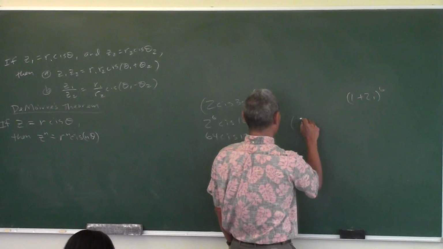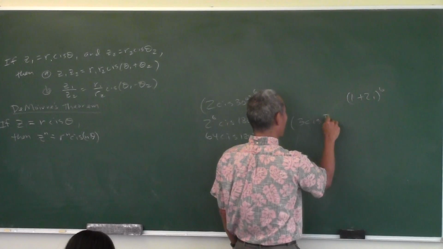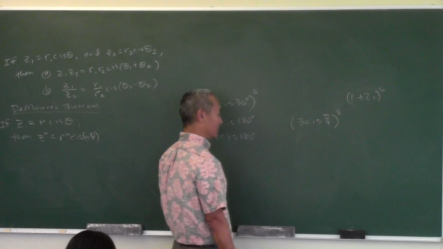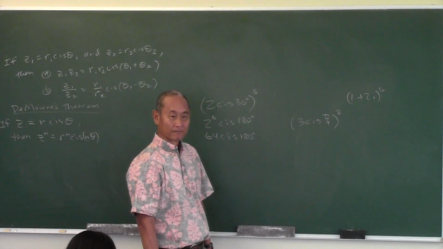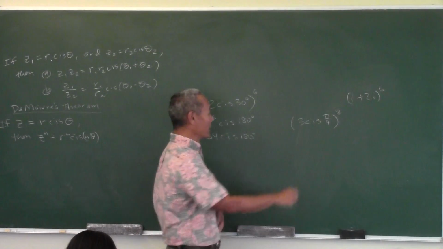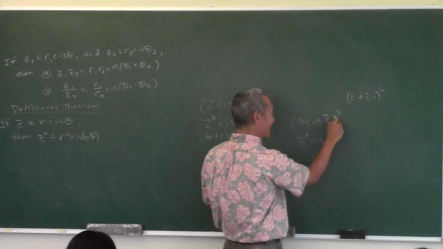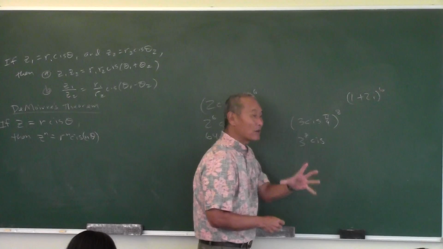Okay, let's do another one. What is 3 cis pi over 4 to the 8th power? So what does de Moivre's theorem say? 3 to the 8th. And what do I do with the angle and the power? Multiply. You multiply them.